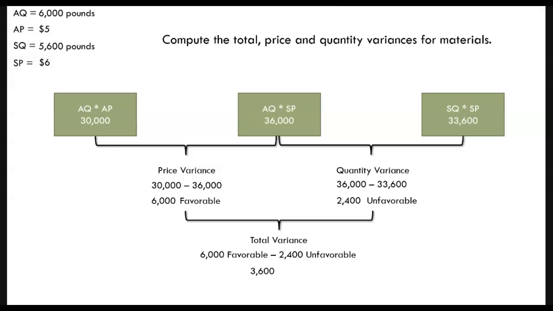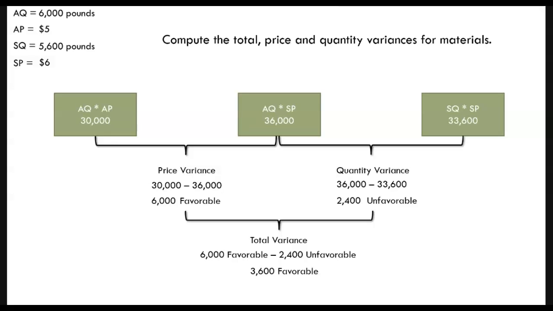And we get 3,600 here. Now the 3,600 has to be either favorable or unfavorable once again. Since we have more on the favorable side, we have the 6,000, than we do on the unfavorable side, the 2,400, this total variance is 3,600 favorable.